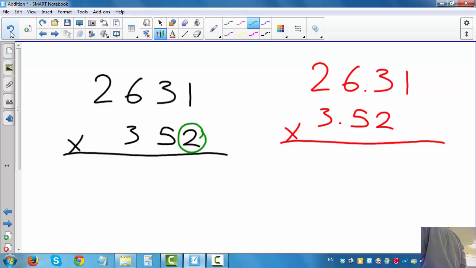2 times 1 is 2. 2 times 3 is 6. Now watch this out. 2 times 6 is 12. So you can't write down the bold digit right here. We have to separate it. How?